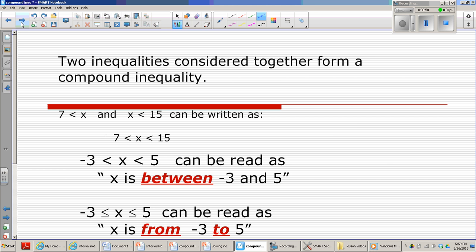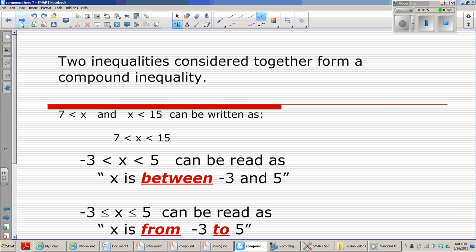Let's look at an example. We could have 7 less than x, and x is less than 15. So we can rewrite it as one inequality, reading 7 less than x less than 15. Down here, another example. -3 is less than x, which is less than 5, can be read as x is between -3 and 5.